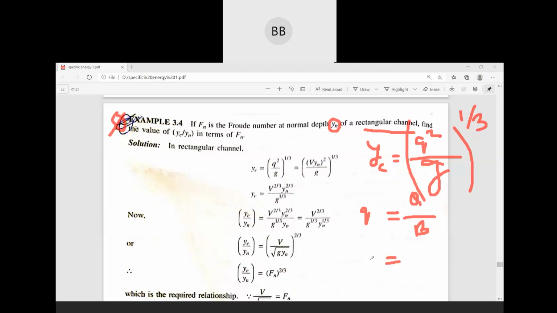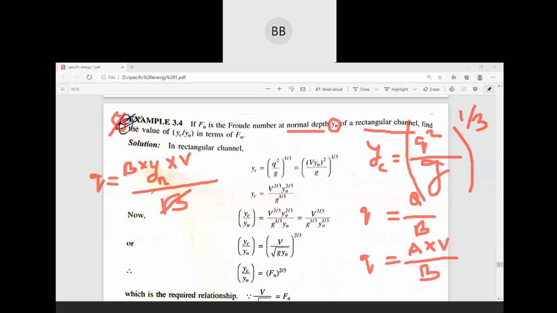So in place of discharge, we can write area into velocity, divided by capital B, the width of the channel. Since it is a rectangular channel, the area expression will be width of the channel multiplied by depth of flow. Sorry, it's normal depth, we are going to consider the normal depth. So it will be Yn, because here it is given normal depth. So this part is area multiplied by velocity divided by width of the channel.